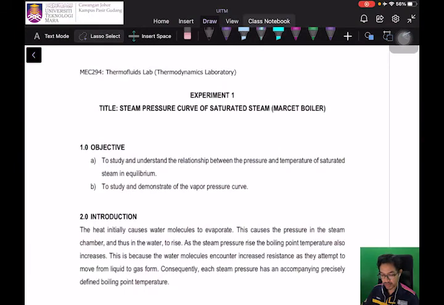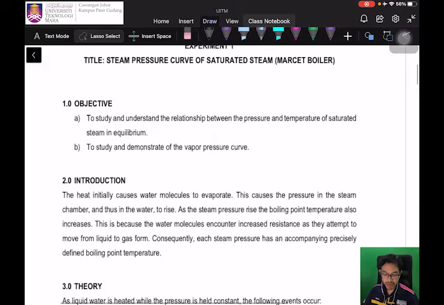Today, I will elaborate on the first experiment of thermofluids laboratory T1, which is a Marcet boiler. Or you can see the full title here as the steam pressure curve of saturated steam, Marcet boiler. So before we go further on this experiment, let me read first the objective.